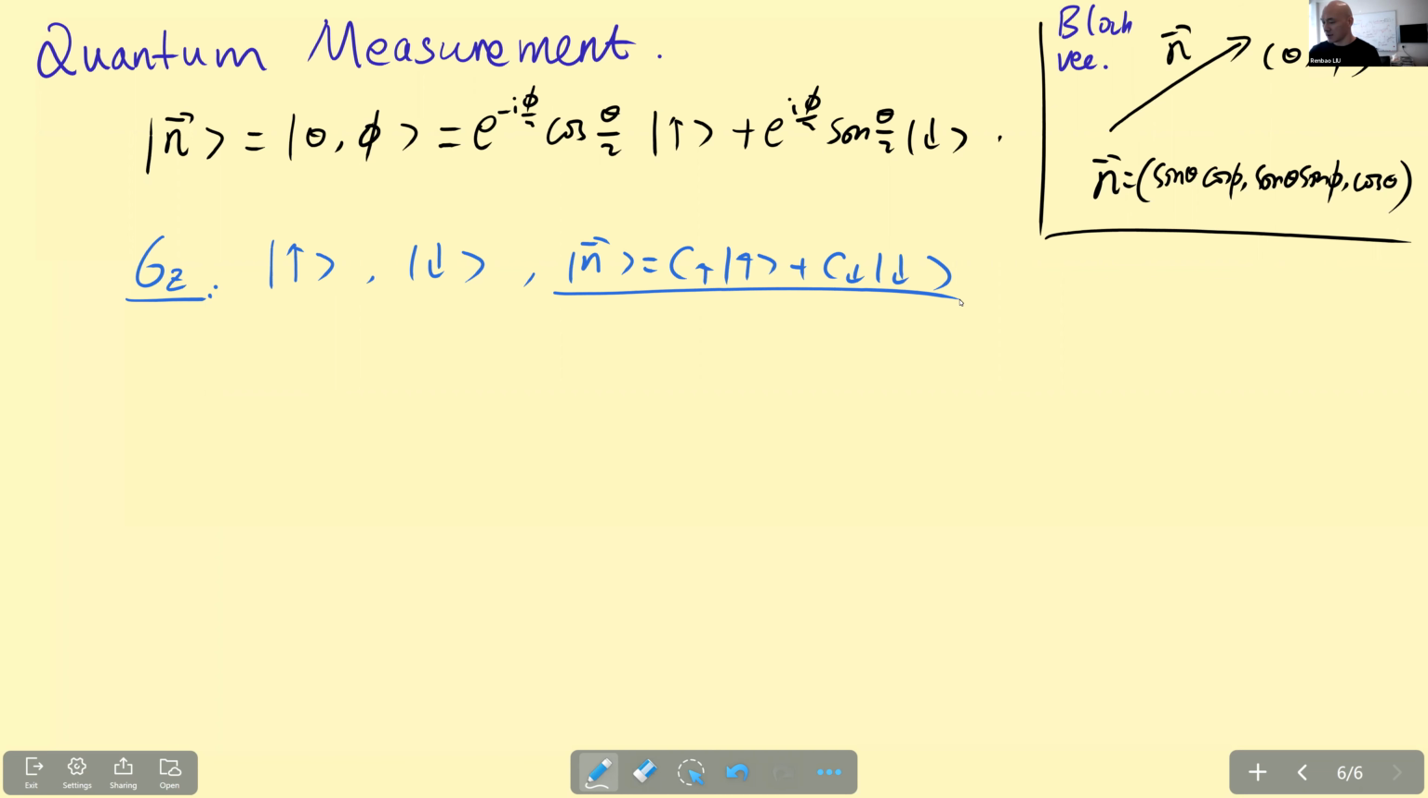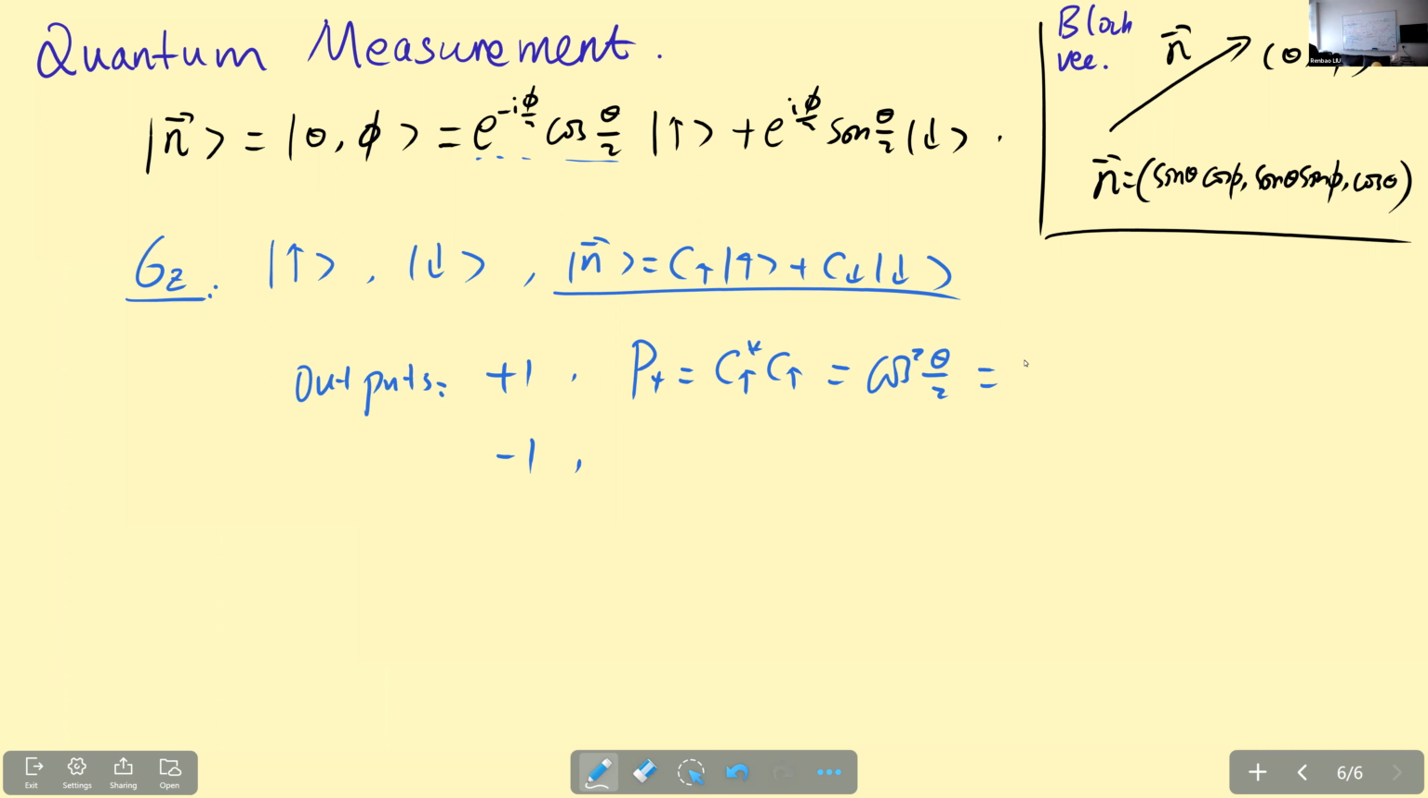So we're going to have outputs that will be +1 or -1, randomly. So what is the probability? p plus is just equal to c up modulus squared, which is just this term. That's nothing but cosine squared theta over 2, and this can be written as (1 plus cosine theta) divided by 2, right?